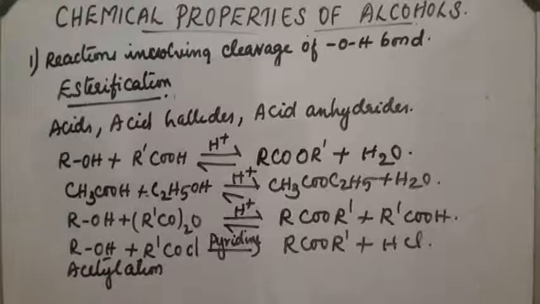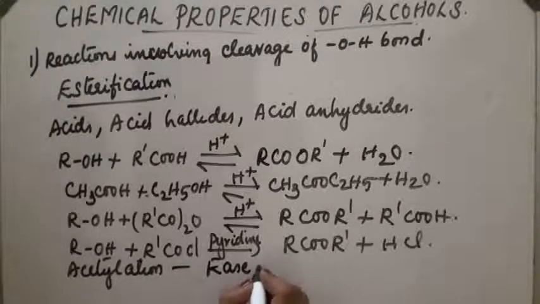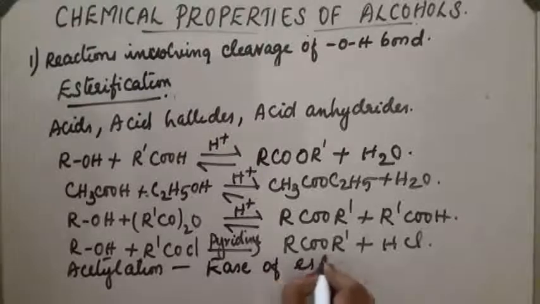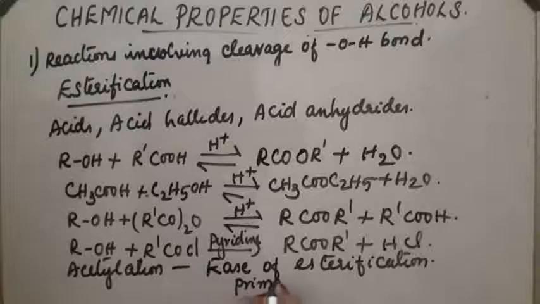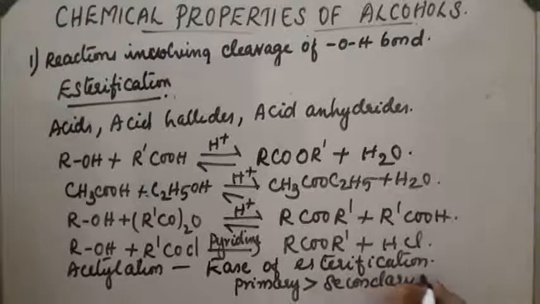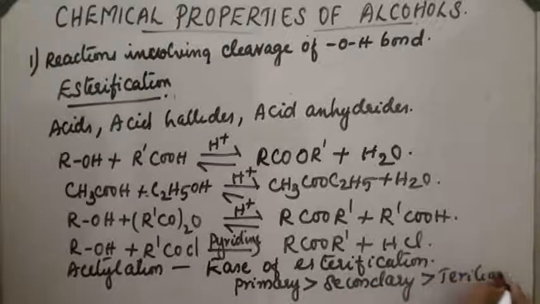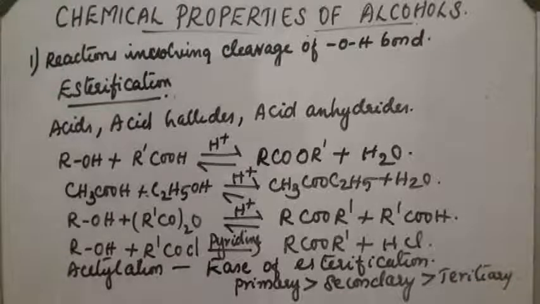Acetylation reaction. And the ease of esterification follows an order for different alcohols, that is, how easily the esterification takes place. In such a case, the order will be primary is easier than secondary, which is easier than tertiary. So esters are more easily obtained in the case of primary alcohols than secondary, which is easier than tertiary. This is all about the esterification reactions.